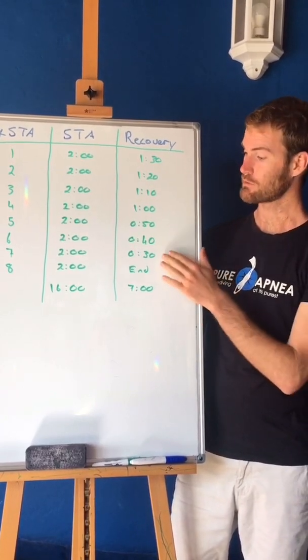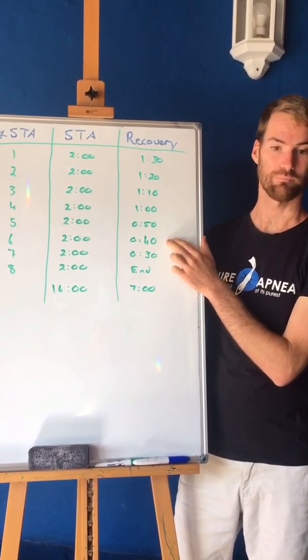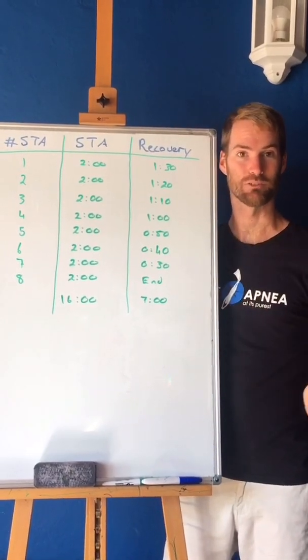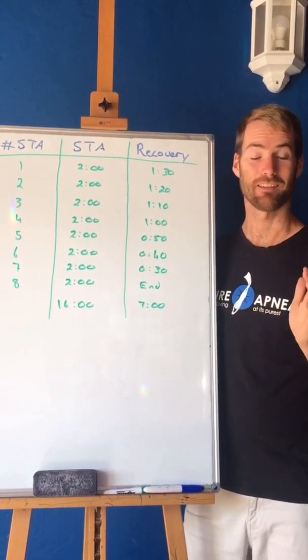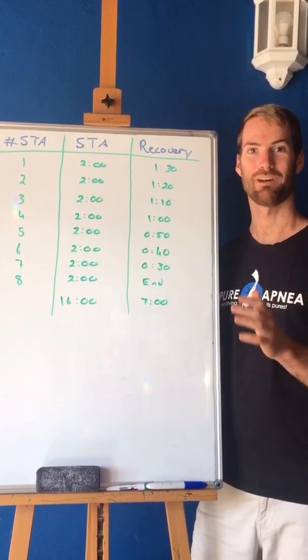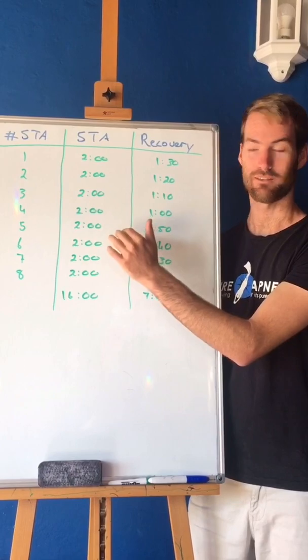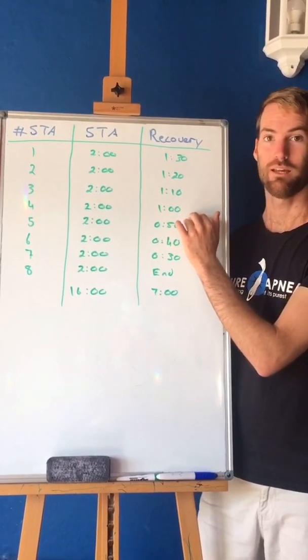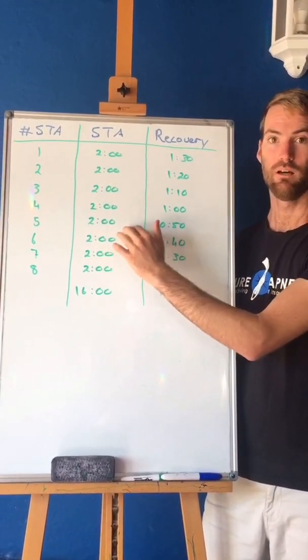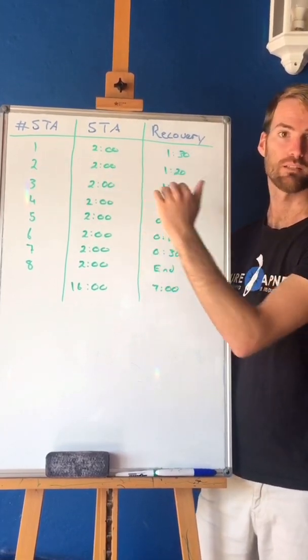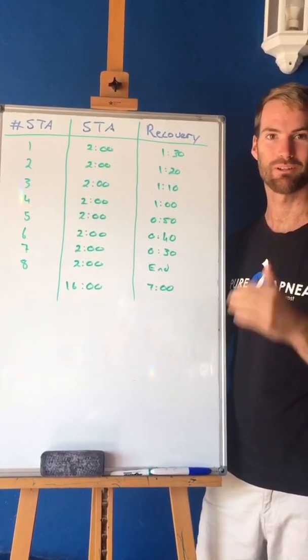Also, you can have multiple breath holds at the same recovery time. You want to structure the table in such a way that it challenges you, but that you are able to complete it. If you find that the table is too hard, don't abandon the table. Sometimes you find that one breath hold is more difficult than the other. Just go back to your previous recovery and keep going with the table. Or what you can do is reduce the breath hold time by 10 or 20 seconds, but keep going.